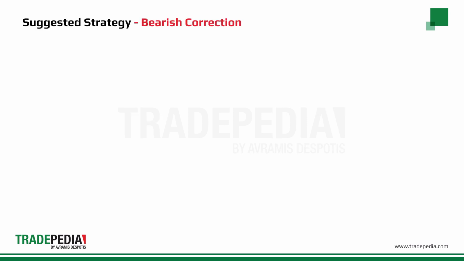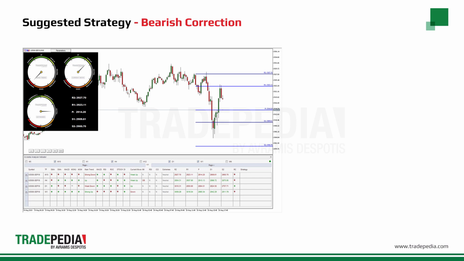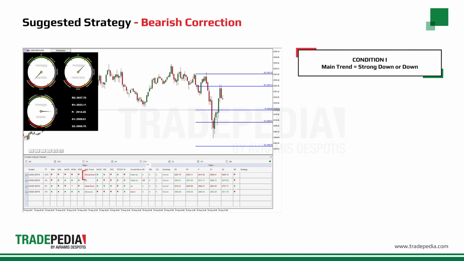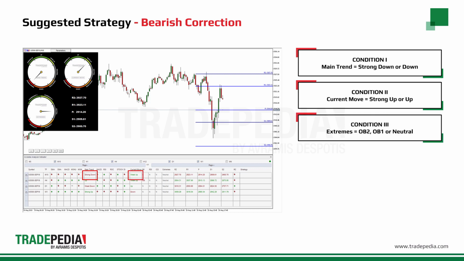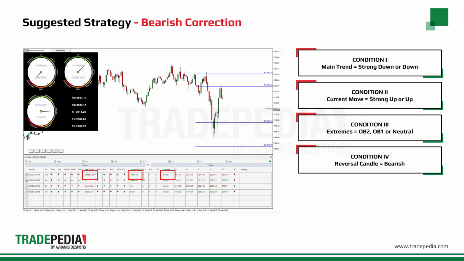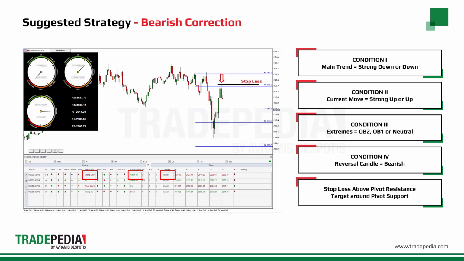The opposite would be the bearish correction strategy. A bearish correction signal is given when the following conditions are met. Condition 1. The main trend should be strong down or down. Condition 2. The current move should be strong up or up. Condition 3. The market extreme should be overbought level 2, overbought level 1, or neutral. Condition 4. We must have a big bearish candle with entry level below this big bearish reversal candle. The stop loss should be placed above the pivot resistance level or the highest level reached, and the target should be set around the pivot support area.